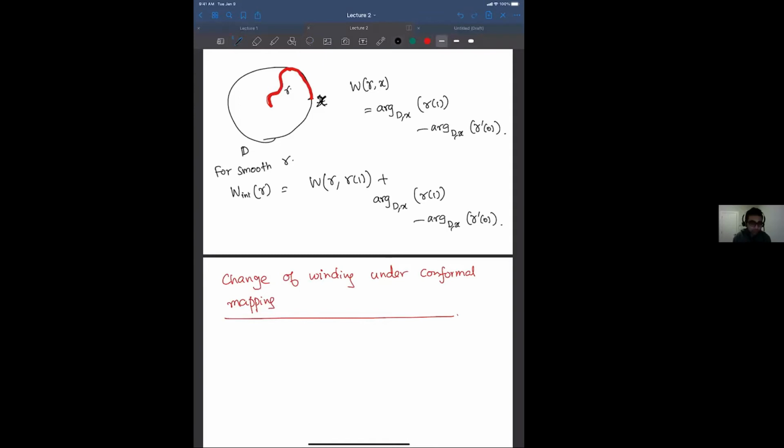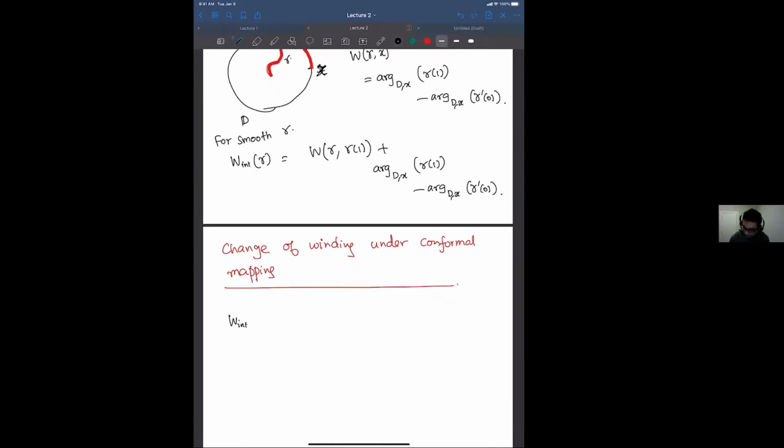Okay, now let's again start with intrinsic winding, because that's kind of easy to understand. So let's say psi is a smooth curve, conformal map. So let psi be some map from D all the way to D prime, and let's say it maps x to 1 in D prime. Then we want to understand the intrinsic winding. So we have a domain D and some x here and some gamma, which looks something like that. That's kind of a typical application.